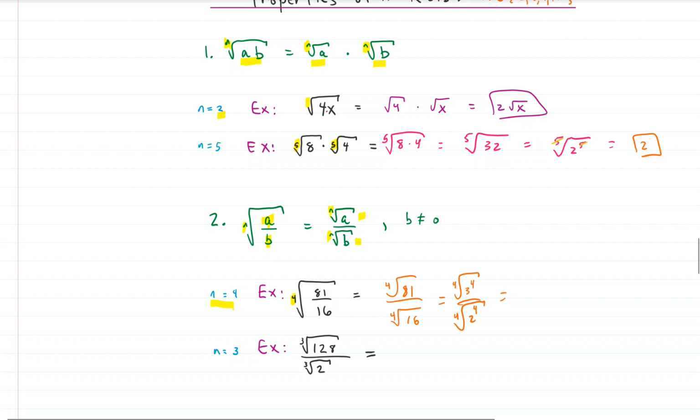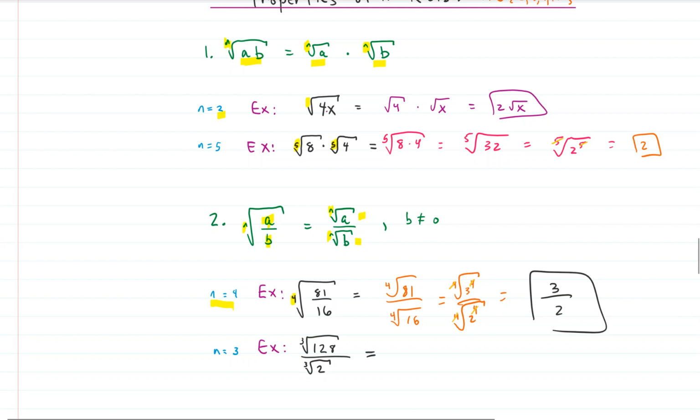So we have some cancellation then. The 4s can cancel, and we're left with 3 in the top, and in the bottom the 4s cancel, and we're left with 2 in the bottom. So we get 3/2 as our answer there.